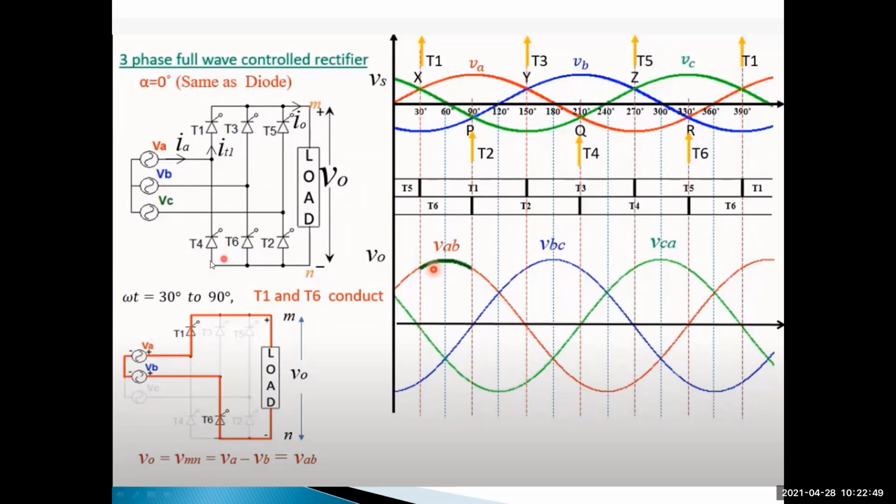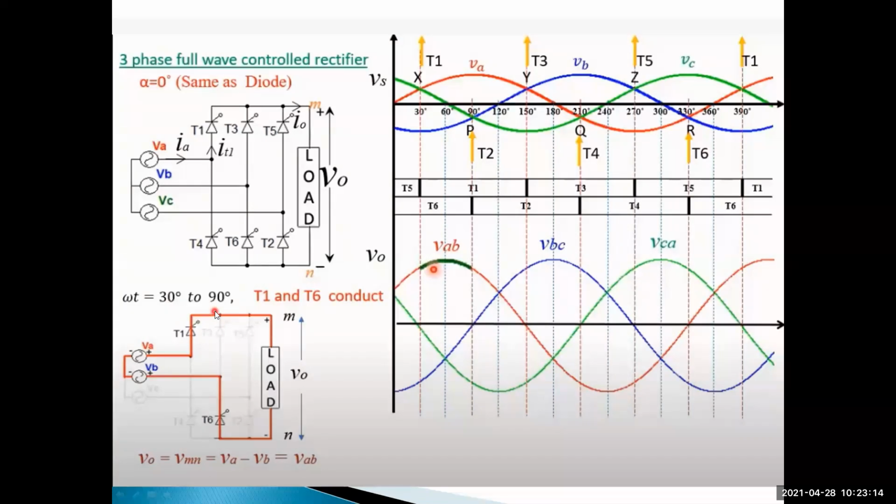For example, alpha equal to 0 means the triggering pulse is given at pi by 6 plus alpha, that is, above 30 degrees. Here I have taken alpha equal to 0. That's why the triggering duration will start from pi by 6 onwards, that is, 30 degrees to 90 degrees.